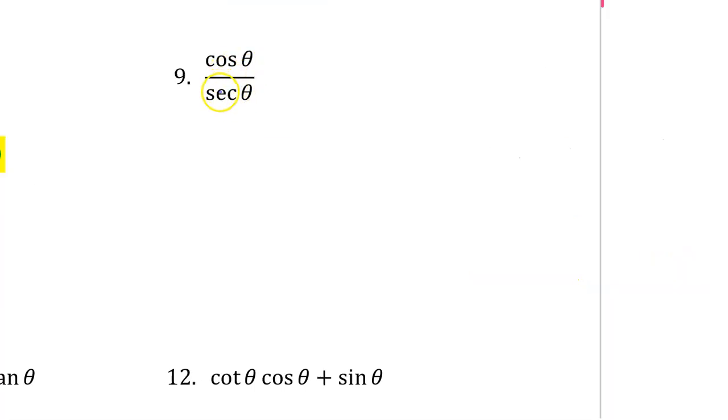Let's rewrite number 9 in terms of sine and cosine. In the numerator, we can keep the cosine theta, but in the denominator, secant theta can be written as 1 over cosine theta.